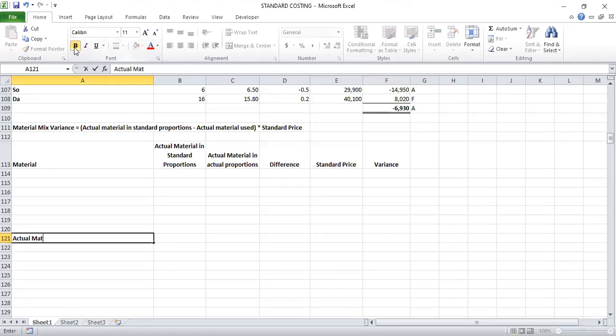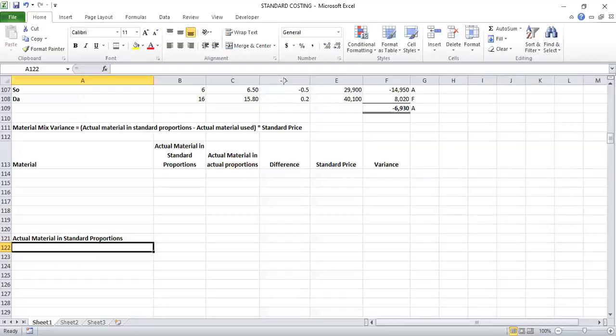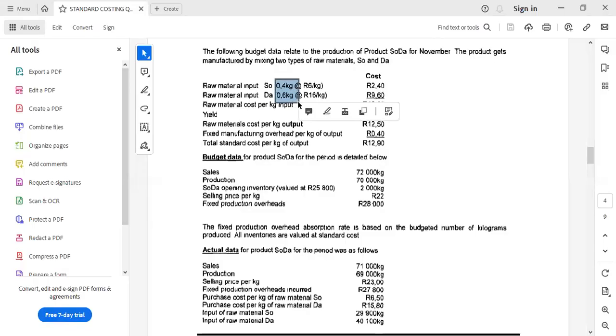material in standard proportions. So you take the actual material that was used in the production process and allocate it according to the proportions that were supposed to be used. Right, we know that they are supposed to use them in 0.6 to 0.4, 0.4 to 0.6. It's a coincidence that they are giving you one exactly. In another exam, it can be 0.4 to 0.3 kgs. So it's not always that there will be one like this.